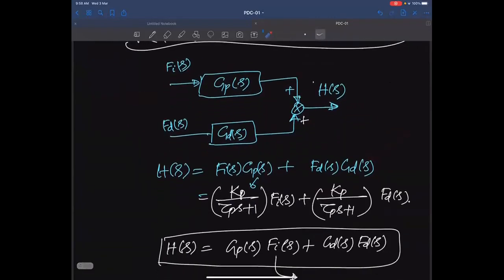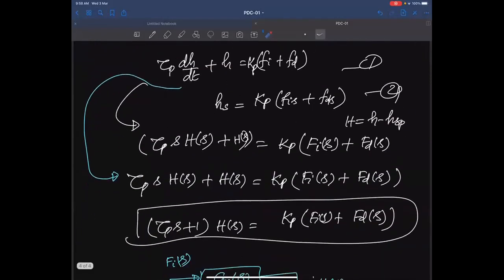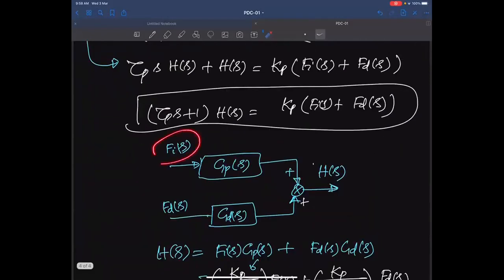Okay, so now we are going to manipulate this Fi by way of measurement and a controller. One minute.